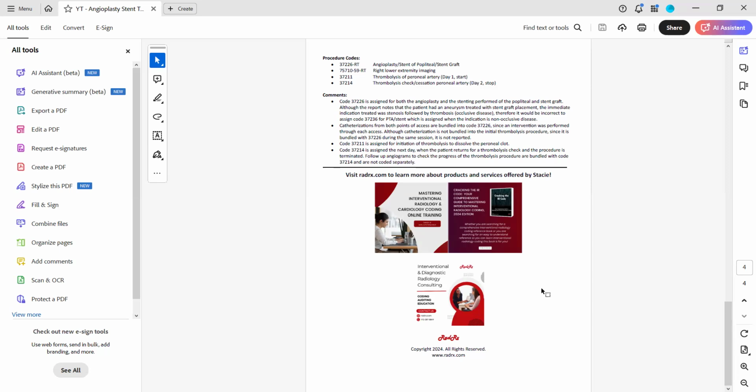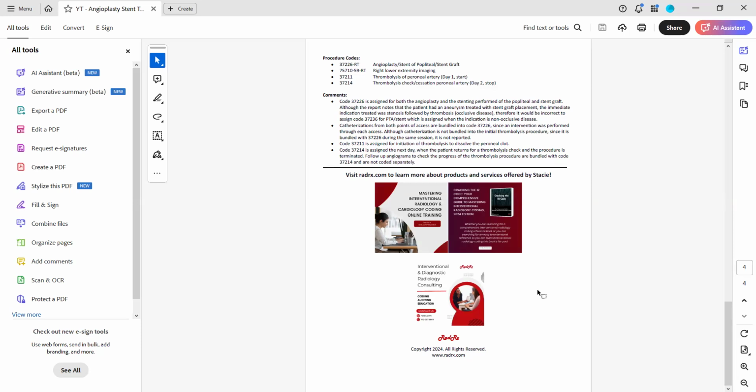A reminder of why we coded 37226. That was because the indication that we're treating was stenosis followed by thrombosis, which is occlusive disease. That's why we chose 37226 and not 37236. And then I also have a note of why the catheterizations are bundled.